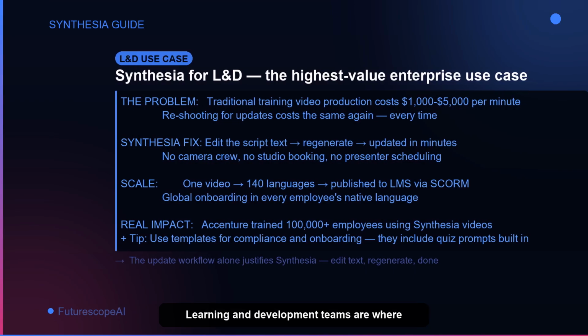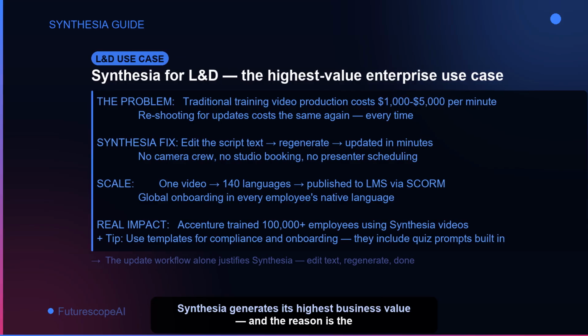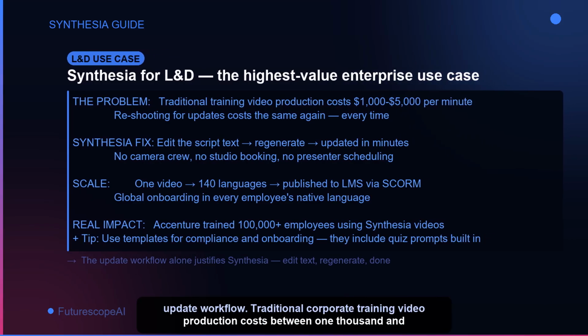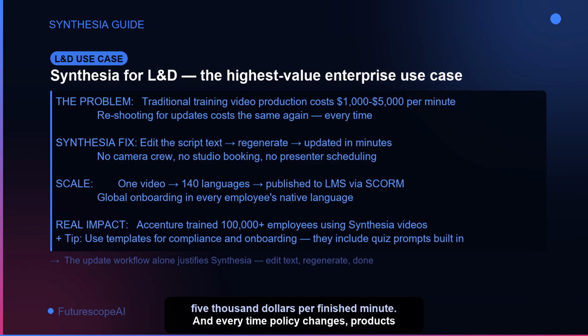Learning and development teams are where Synthesia generates its highest business value, and the reason is the update workflow. Traditional corporate training video production costs between $1,000 and $5,000 per finished minute. And every time policy changes, products update, or regulations shift, the video has to be reshot at the same cost. With Synthesia, updating a training video means editing the script text and clicking regenerate. No camera crew, no studio booking, no presenter scheduling.